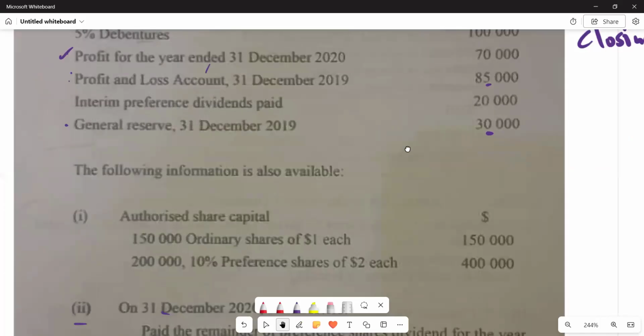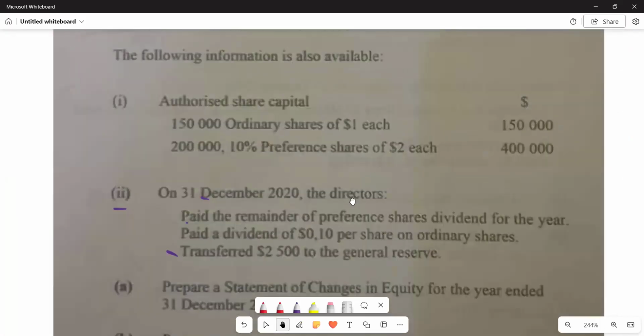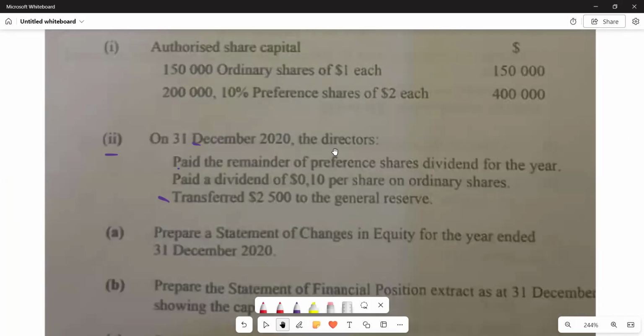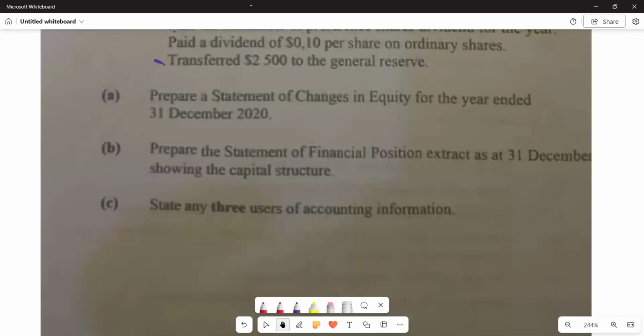But we have the second part of the question, which is saying prepare the statement of changes in equity for the year ended 31 December 2020. That is the first part. And then the second part is saying prepare the statement of financial position extract as of 31 December, showing the capital structure. So capital structure, we are just going to show the equity part of our statement of financial position, whereby we're going to start with our authorized share capital. Then we just list our authorized share capital as a procedure of disclosure. And then we go to the issued share capital now.